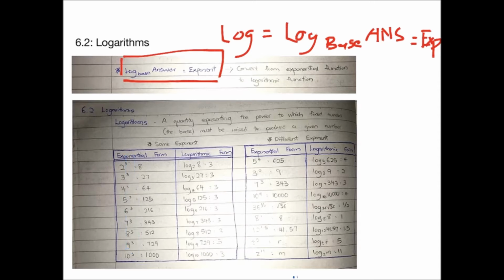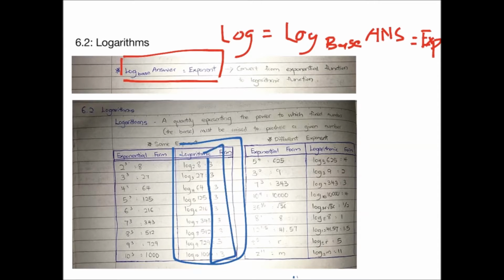So let's look at the logarithmic form, the log form. Here you can see all the answers are 3, 3, 3, 3. Let's go back to this. Now you can see the log question equals the log base, equals the answer, which is the exponent.